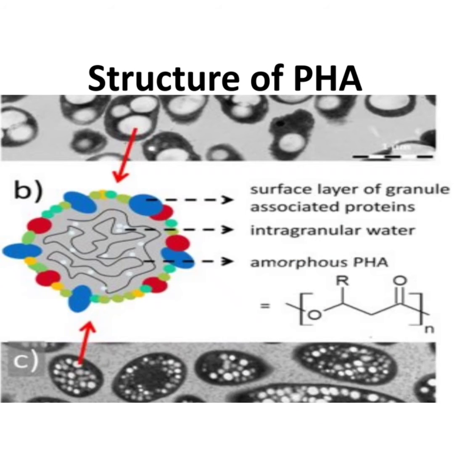What is the structure of PHA? It has a surface layer of granule associated proteins. Inside is an intragranular water. Inside that is an amorphous PHA.